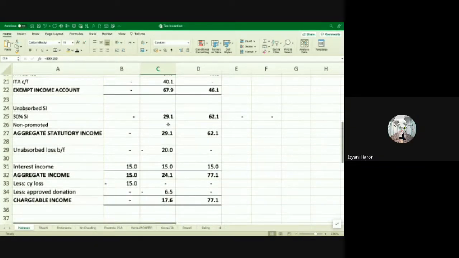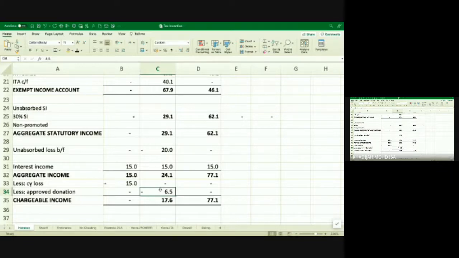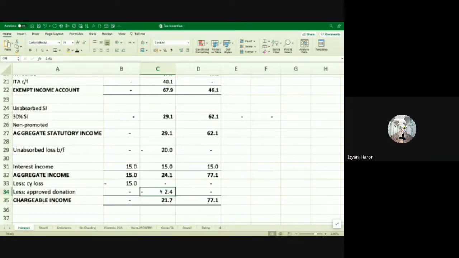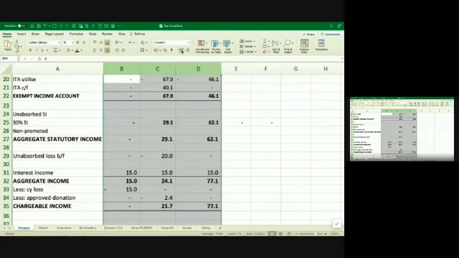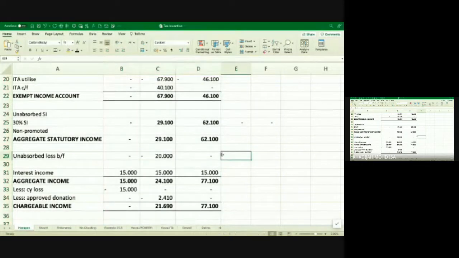For the approved donation, should it be 10% from the aggregate income? That's good. So it should be minus 2.41. Betul ni? Yes. Lagi? Kalau you nak 3 decimal point, jadi macam tu lah. Baik, letak thousands terus. Anything else?